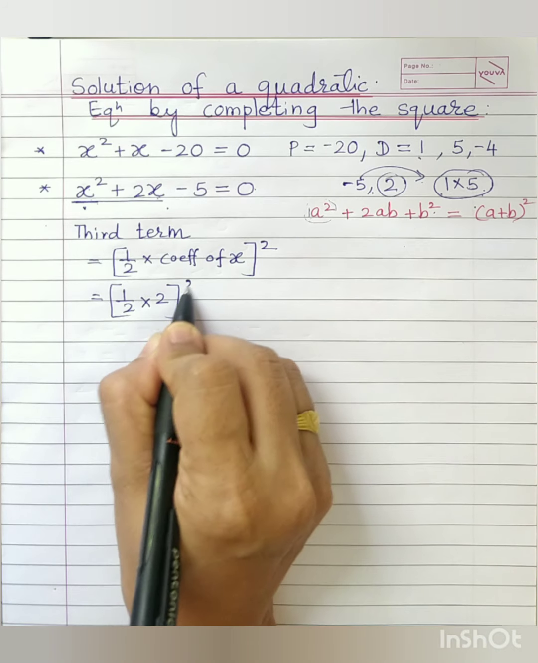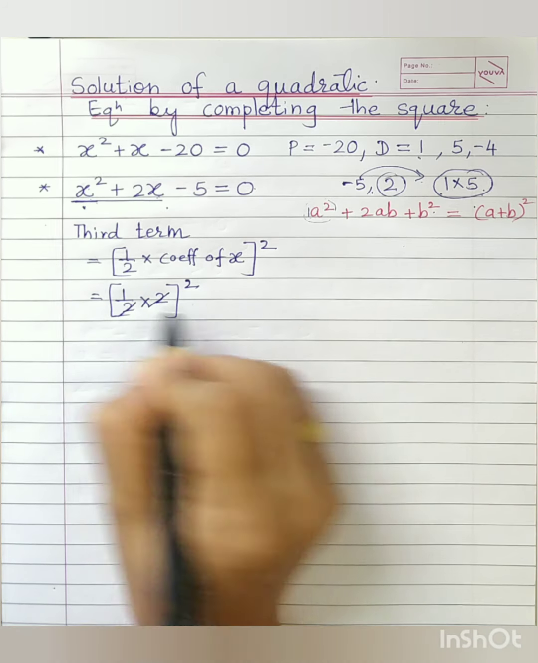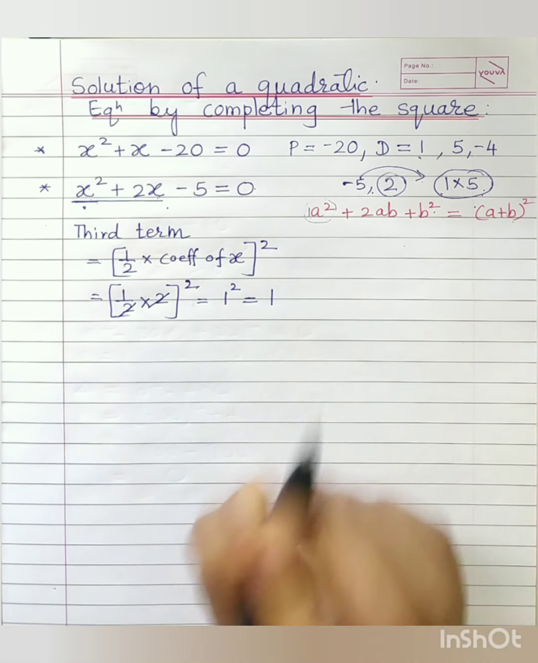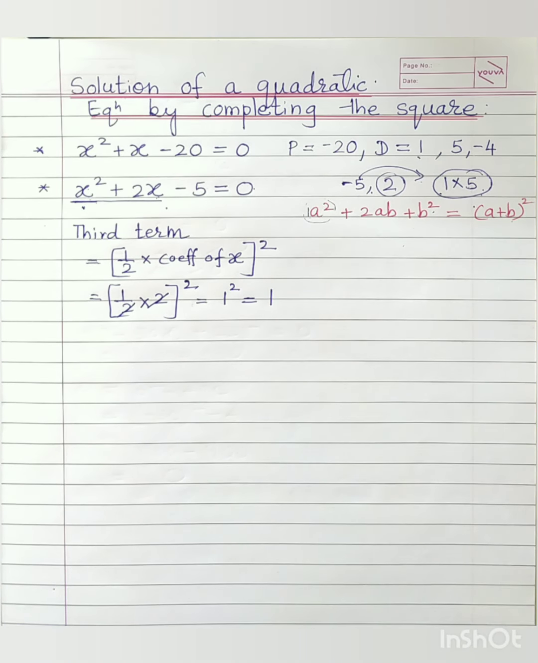Whole square. Can we simplify? Yes. This becomes simply 1 square. And 1 square is what? 1. This is going to be our third term.